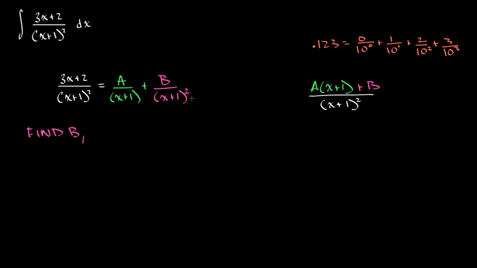And in order to find b, we're going to let x be equal to -1, just using some cover-up method. And if you haven't seen that, go check out that video. So if we let x be equal to -1, on this left-hand side, we're going to evaluate this numerator at x is equal to -1, and we'll find that b is equal to 3 times -1 plus 2, and this comes out to -1. So we found b pretty quick.